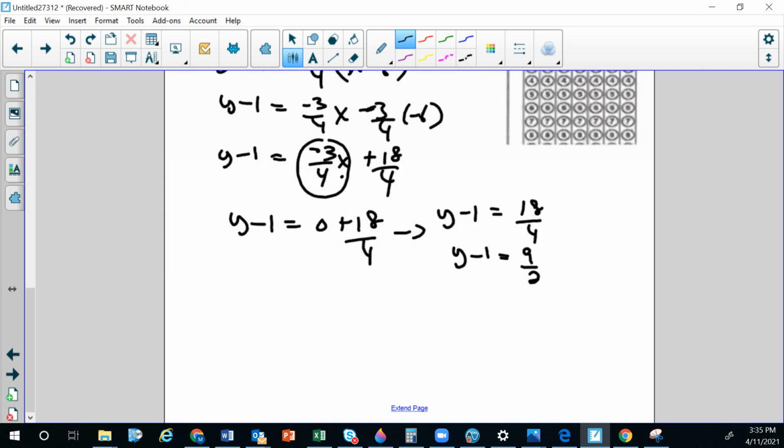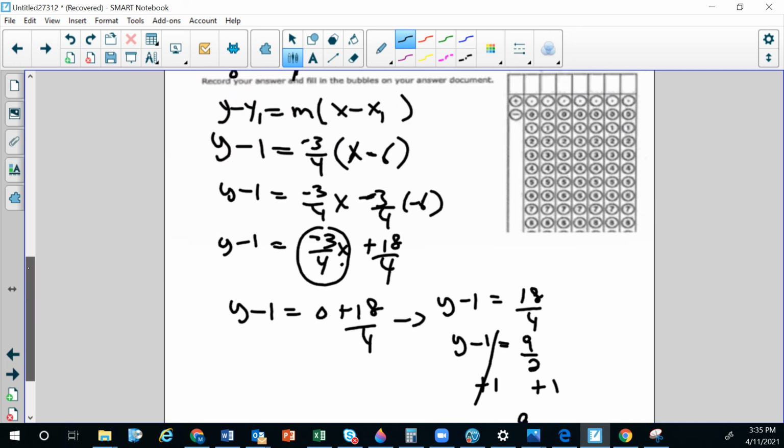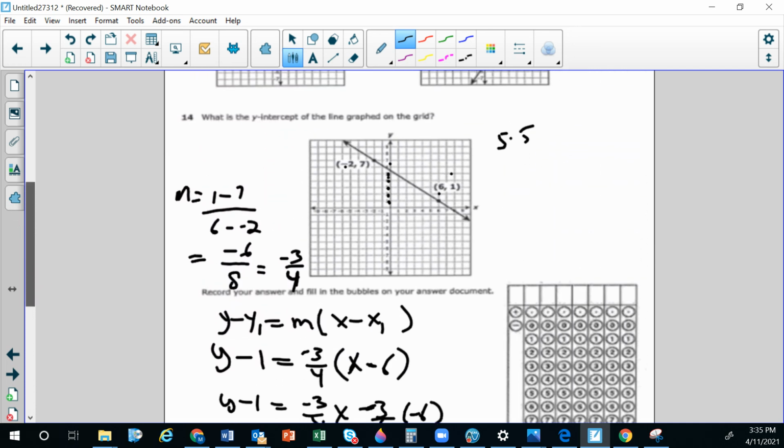And then I'm going to add 1 on both sides. Plus 1 here, plus 1 there. That goes away. y is equal to 9 over 2 plus 1. 9 over 2, if you do the math, is 4.5. 4.5 plus 1 is 5.5. So I just proved that it is 5.5.